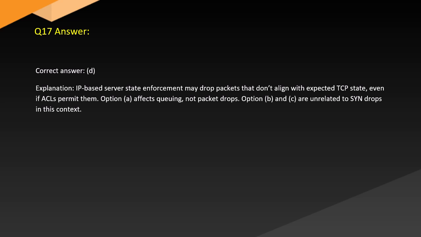Answer. Correct answer: D. Explanation: IP-based server state enforcement may drop packets that don't align with expected TCP state even if ACLs permit them. Option A affects queuing, not packet drops. Options B and C are unrelated to SYN drops in this context.